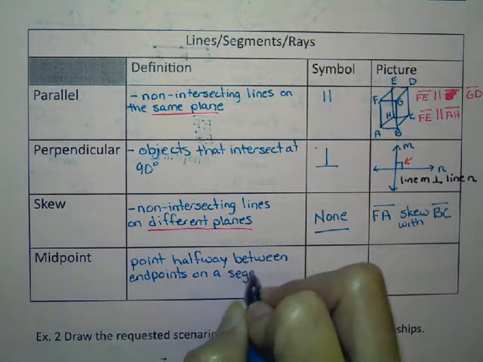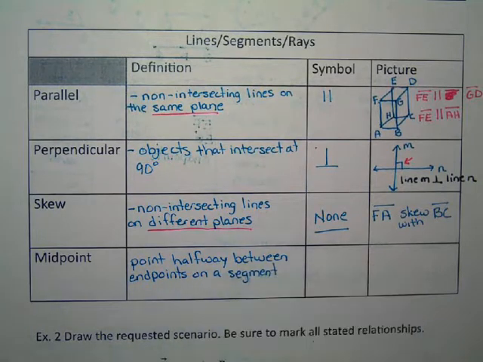Thought for you. Is it possible to have a midpoint of a line? The answer would be no. You cannot have a midpoint of a line because the line goes on forever, so you never know where the halfway point is. So it has to be of a segment.